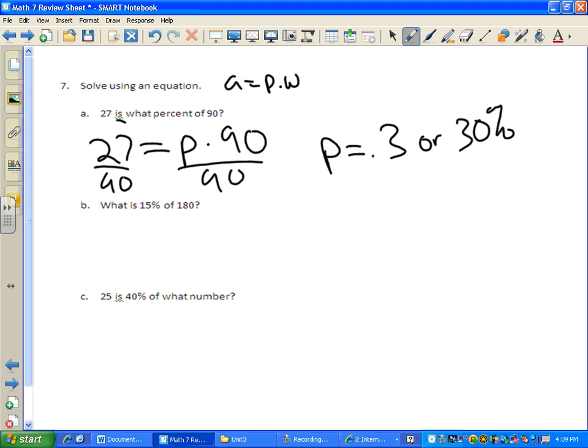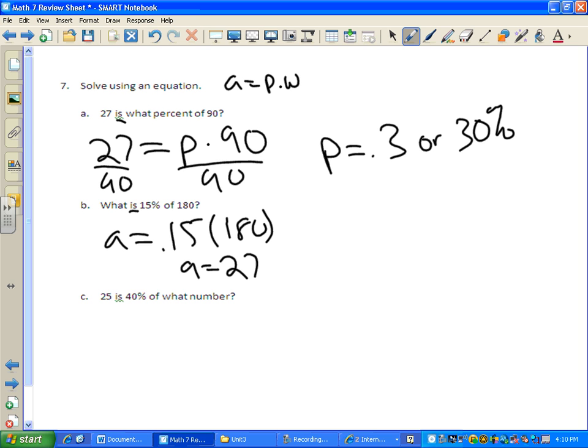All right. Next up, we want to know what is 15% of 180. So A is equal to, "is" means equal, 15%. So 0.15 times 180. Do that multiplication. That's going to be equal to 27. Okay. So 27 is 15% of 180.